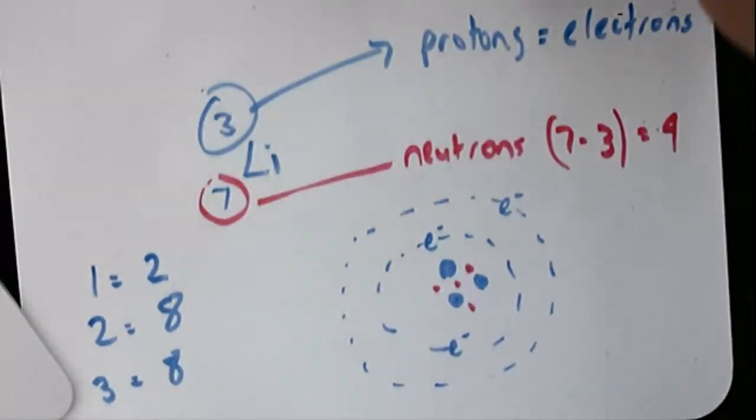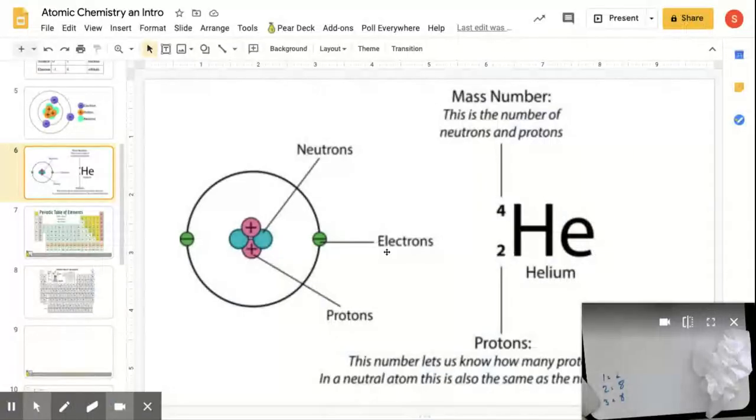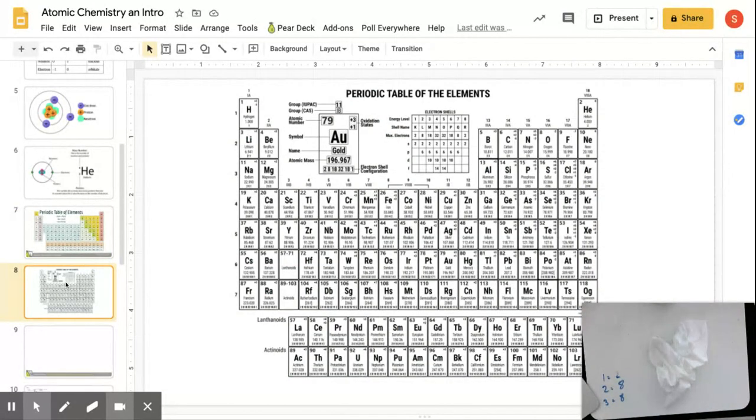Let's briefly look at another example, shall we? Let's go back to our periodic table quickly, and let's have a look at another element. Let's go with... I need a better periodic table than that. I need one with two numbers.